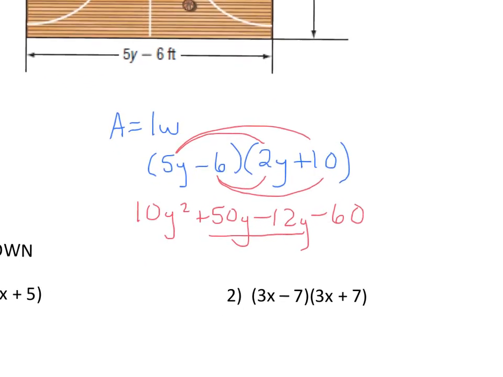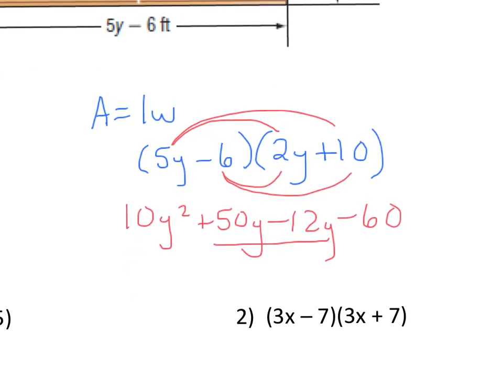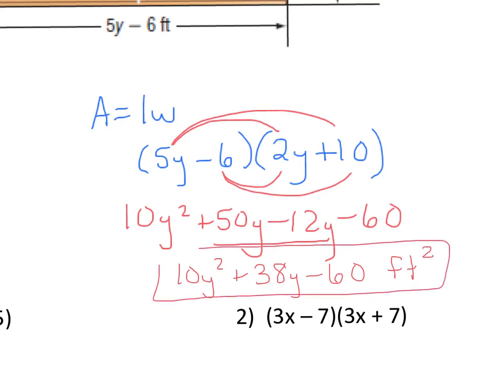And so my final answer will be 10y squared plus 38y minus 60. Now I did say label, so since up there at top it was talking about feet, and since it's area, it's squared. This would be my final answer.